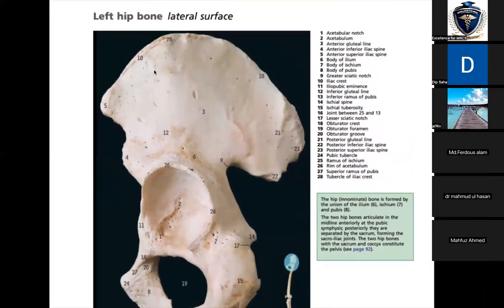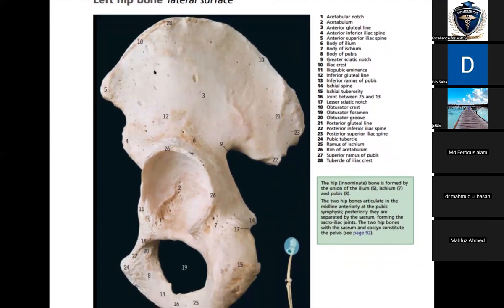Someone please, I am nominating Dr. Arman. Arman, are you here, Bhaiya? Dr. Arman, are you here? Okay, he's not here. Dr. Deep, are you here, Bhaiya? Yes, sir. Okay, so now tell me, what can you see?